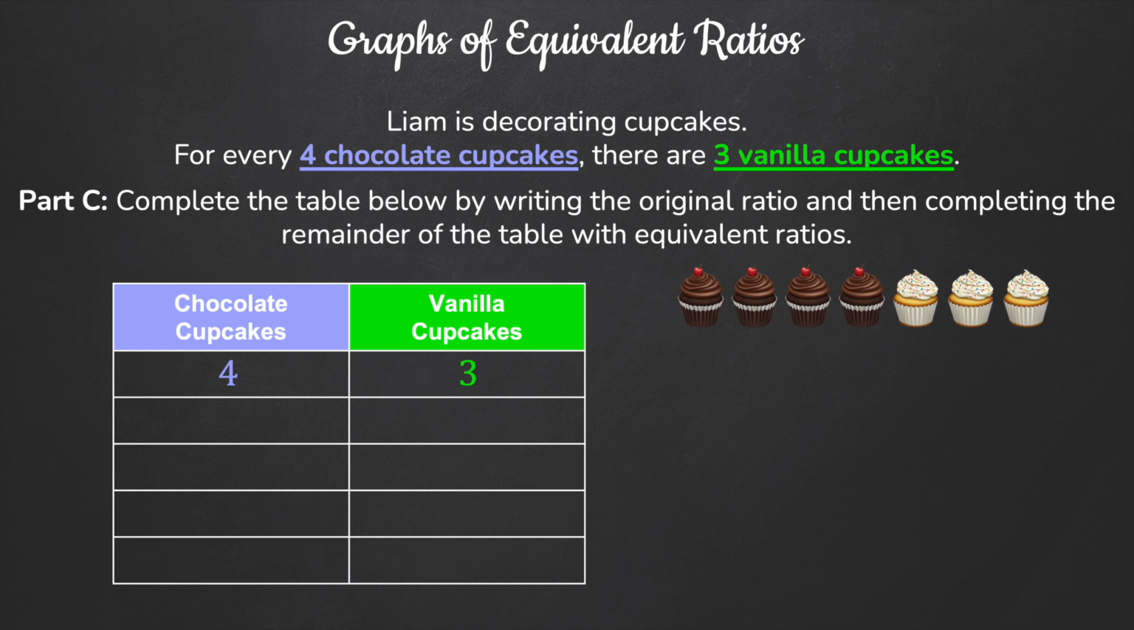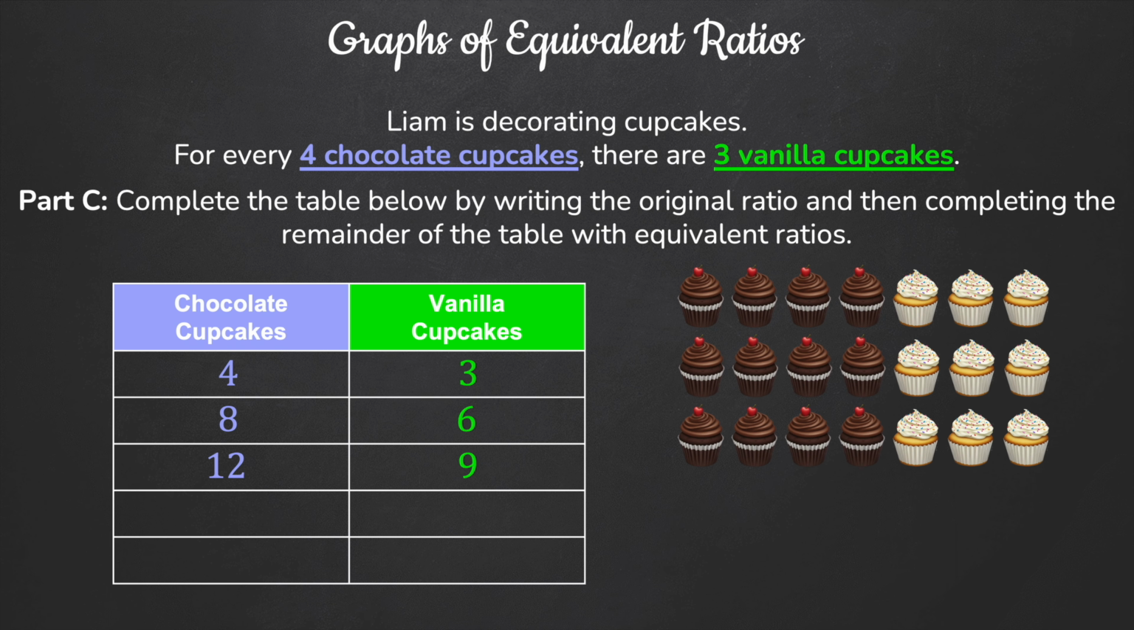So we're going to start off by doubling these. So we're going to multiply the 4 and the 3 by 2. And that means we get 8 chocolate cupcakes now and 6 vanilla cupcakes. And that is an equivalent ratio. Then we're going to take our original ratio, which is 4 to 3, and we're going to multiply both of those by 3. So once we triple that, we get 12 chocolate cupcakes and 9 vanilla cupcakes.